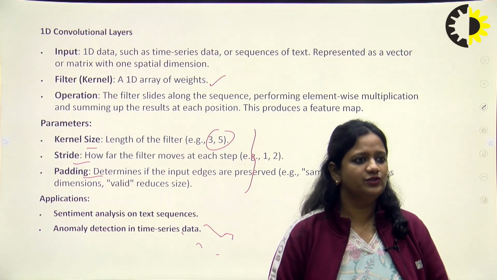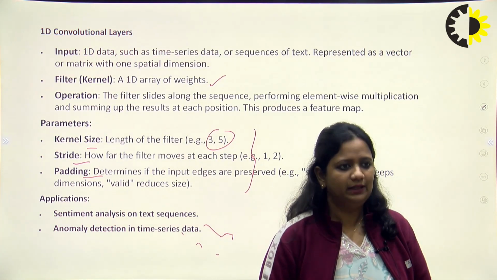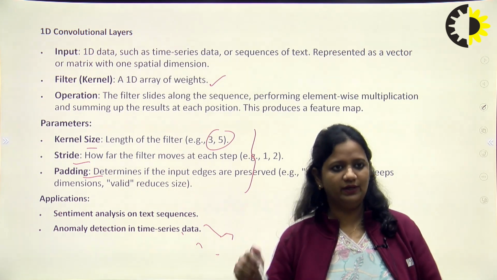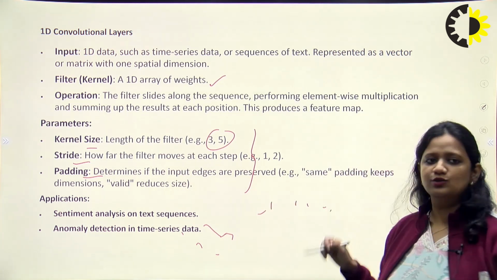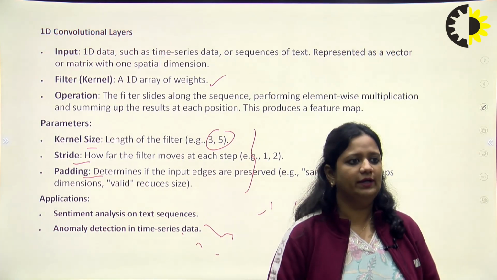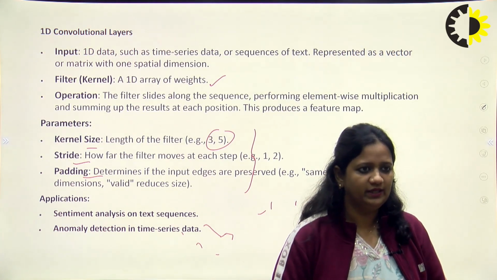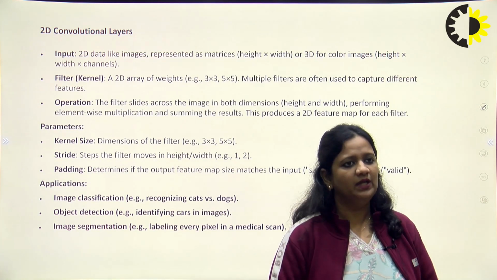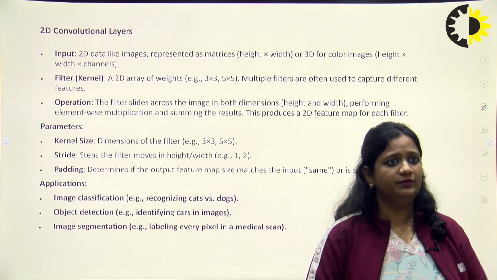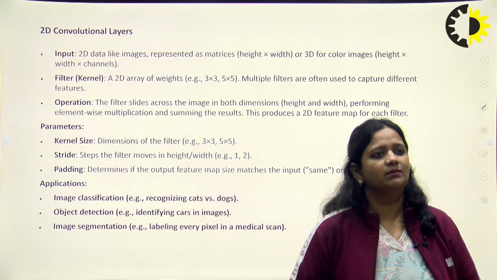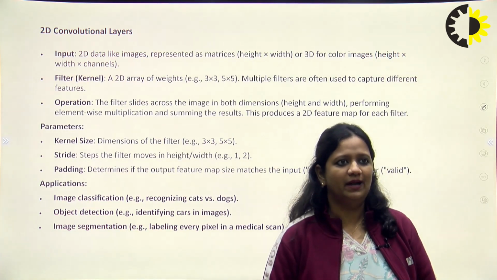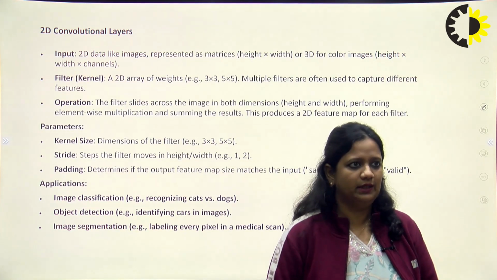Applications of the one-dimension convolution layer are sentiment analysis on text sequences, where one dimension means a sequence of numbers in a single row, and anomaly detection in time series data. In the 2D convolution layer, the input is 2D, like images represented in the form of a matrix with height and width, or 3D color images.